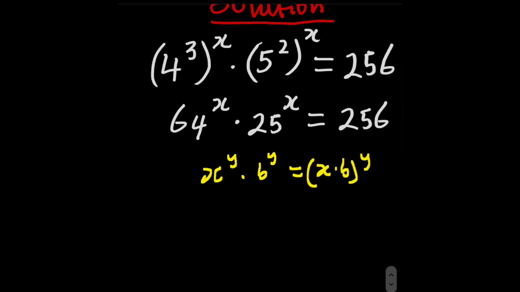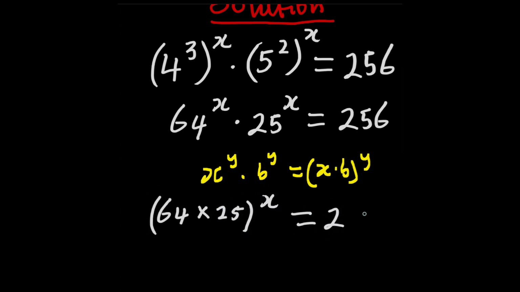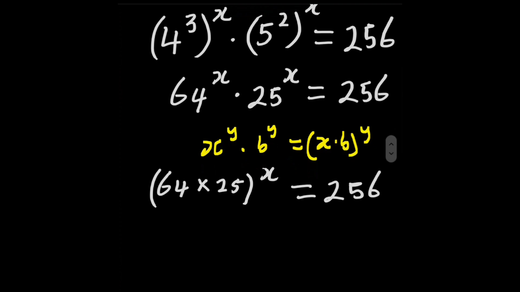So when we do that, the power that is the same, we're going to take it out, then we multiply the two bases together. So this is going to be 64 multiplied by 25, then all raised to the power of x, which is going to be equal to 256. So the next thing we're going to do is to work on this inside bracket. 64 multiplied by 25 is going to give us 1600 and raised to the power of x, which is equal to 256.